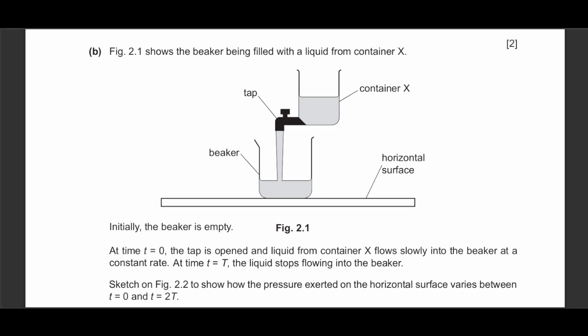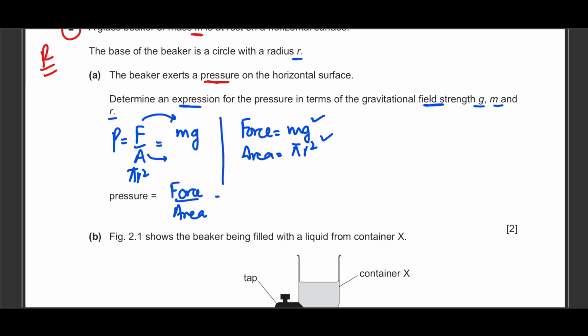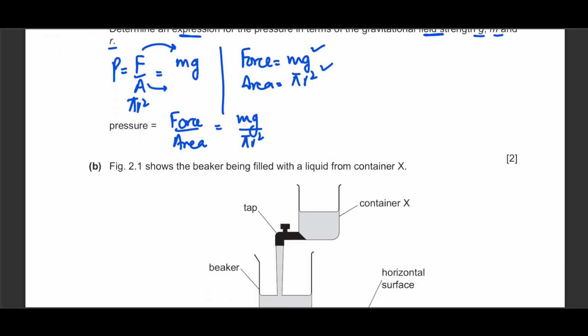So we can find this by using the formula. Because it's a circular container, we can use area as pi r square. So to present your data, what you can do is simply write down that the force in this case is equal to mg, or weight, and the area is equal to pi r square. You present your data like this, and then write down the formula as force divided by area equals mg divided by pi r square. That's how you present your data in the paper. And this is the equation in the answers.